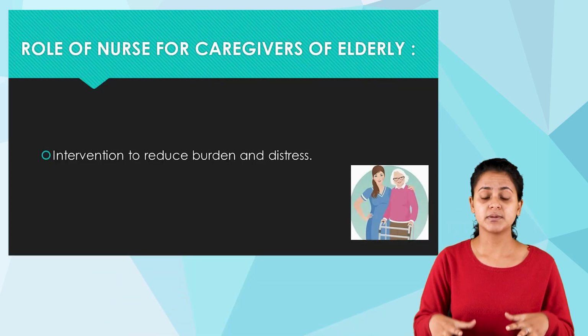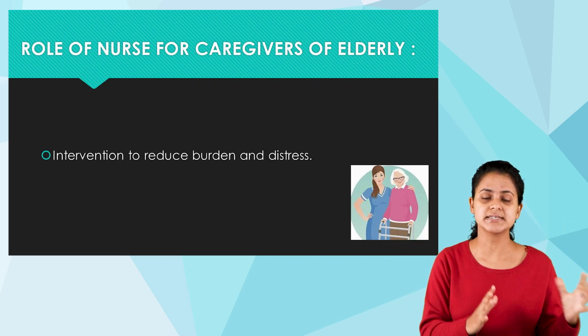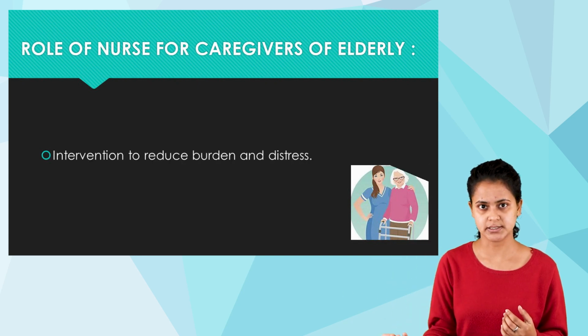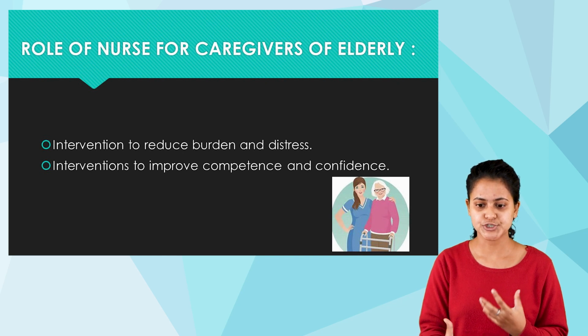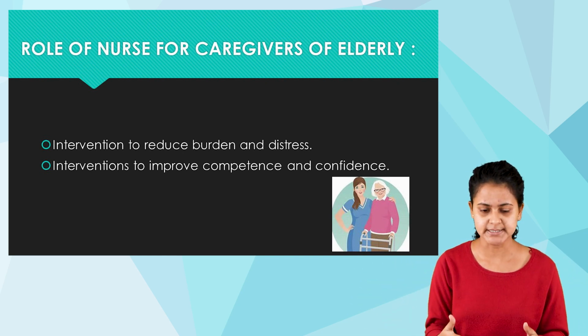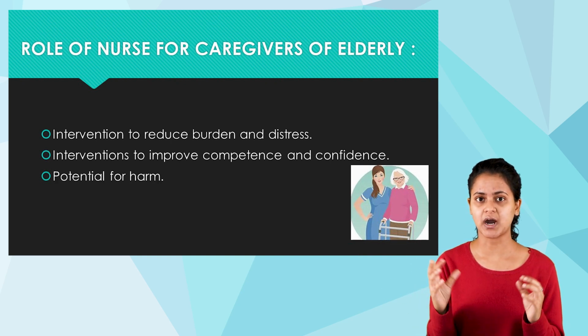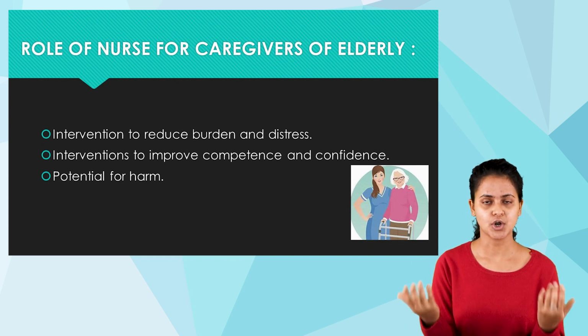Third, as we are assisting the client to link with the available resources, we should definitely be linking the caregiver also to the available resources so that they can actually provide effective care to the client. We will also be intervening with certain nursing plans to reduce the burden and distress of the caregivers of the elderly. We will be providing certain interventions to improve their competencies and confidence. We will also understand the potential risk for harm, and we will be providing the necessary solution to the caregiver of the elderly.